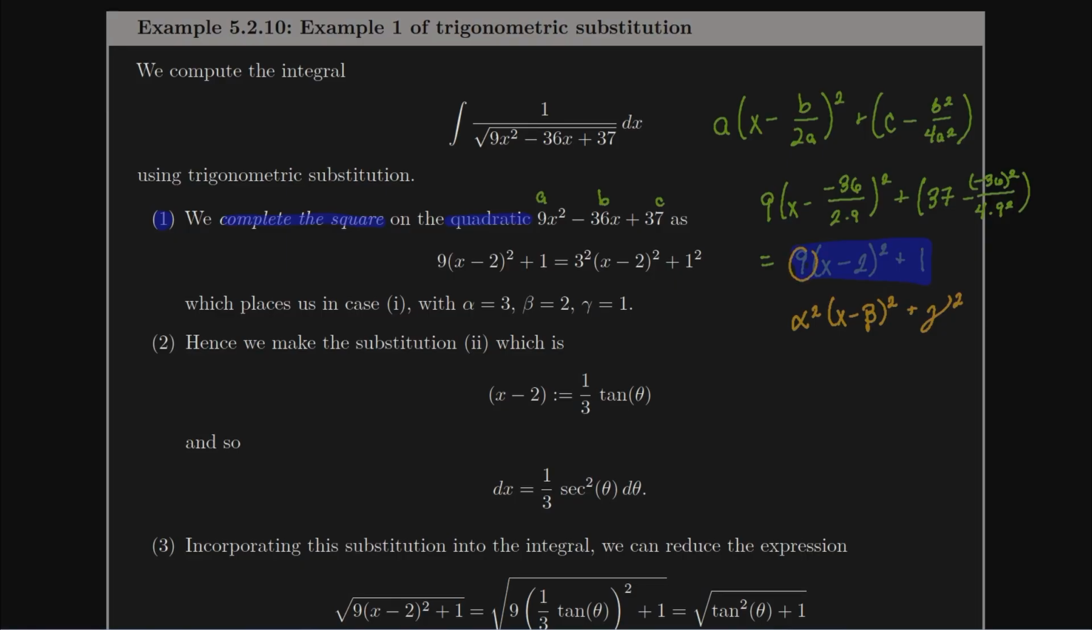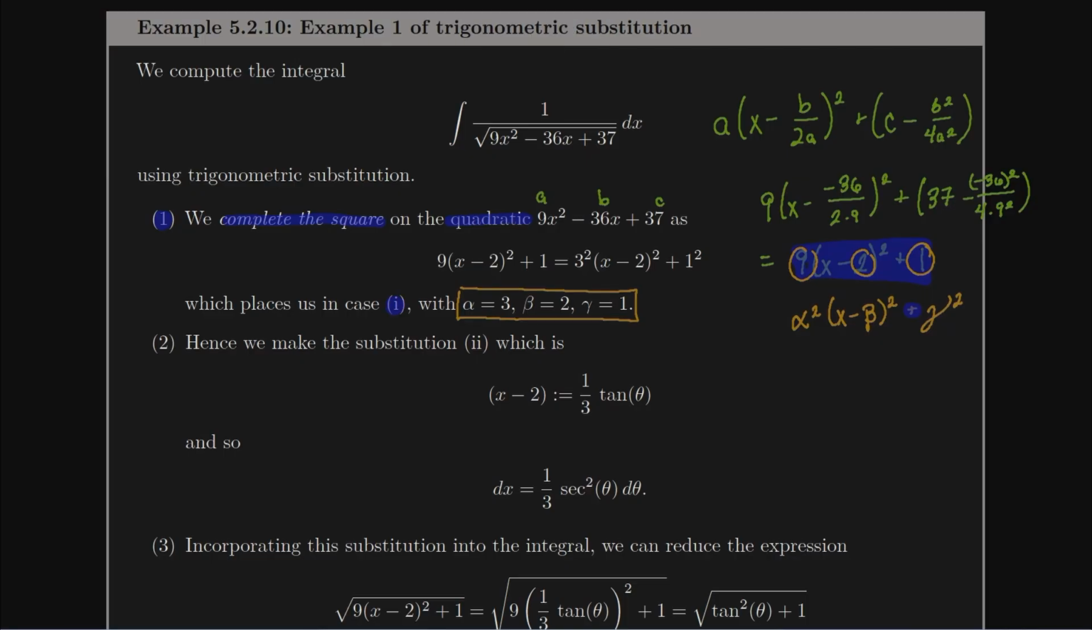So we have to identify alpha as actually 3. It's the square root of that 9. Beta can get away with being 2, but gamma needs to be 1 because it's actually the square root of 1, even though that's the same number here. So we have alpha is 3, beta is 2, gamma is 1. And in fact, because this is a plus sign, we are in case 1.